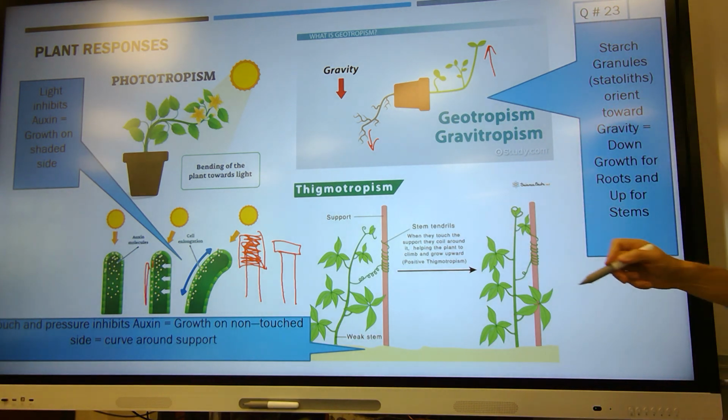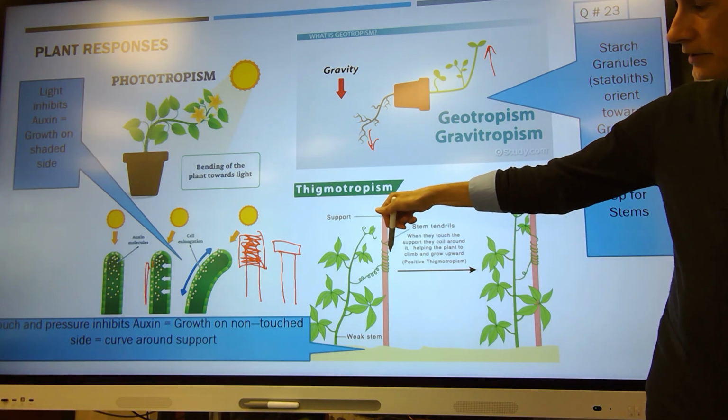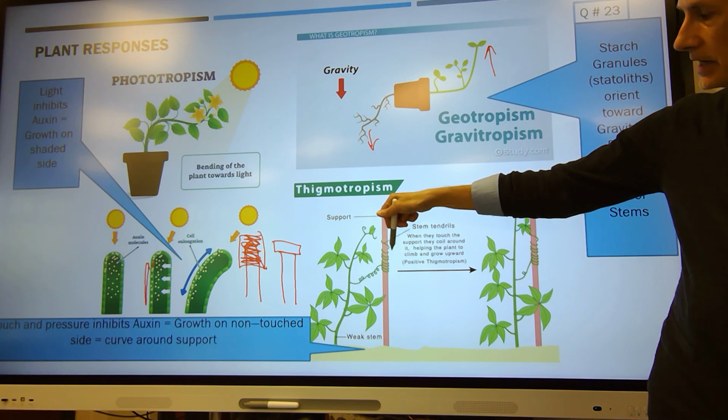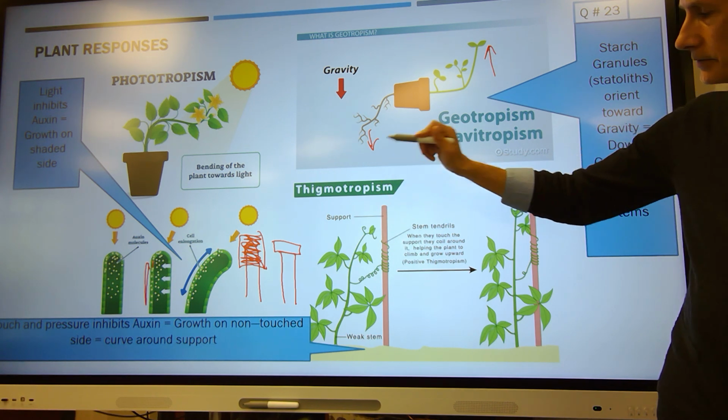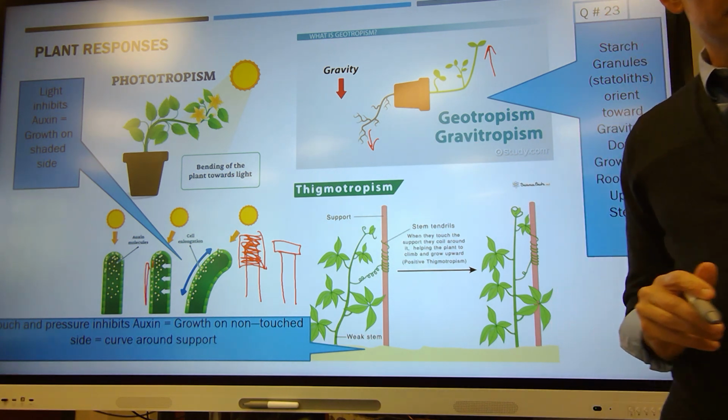And then you have thigmotropism, which is just the auxins on the outside are produced, and that causes them to wrap around stuff for support.